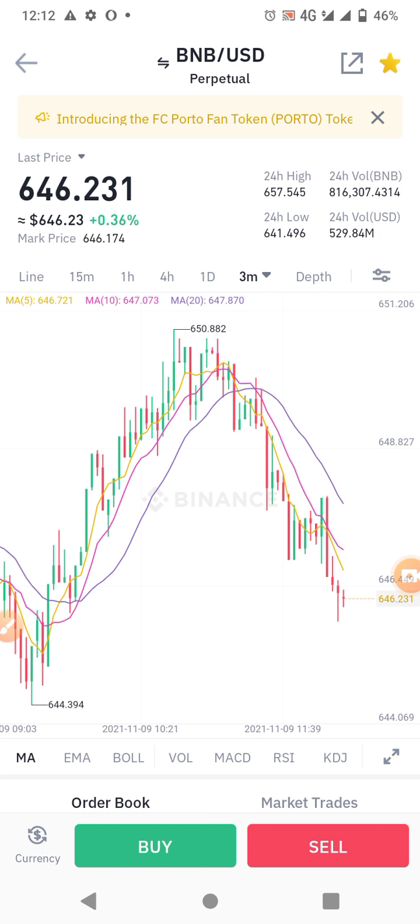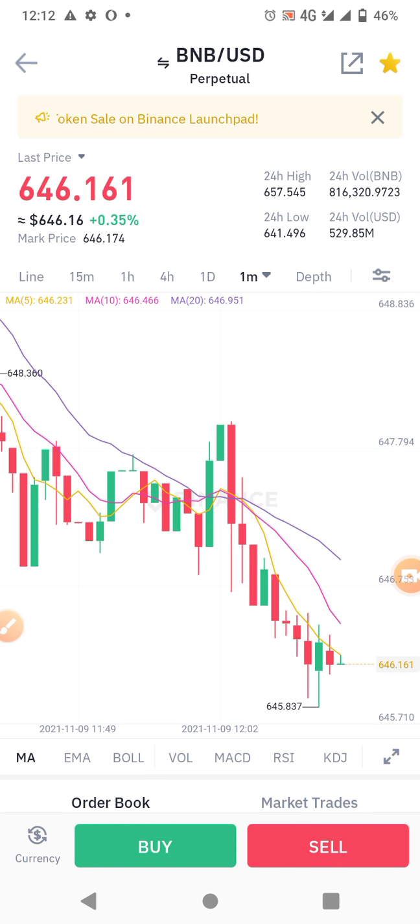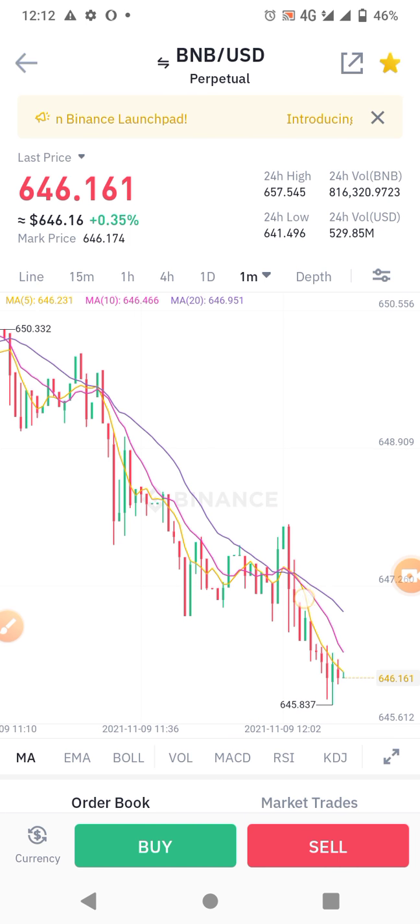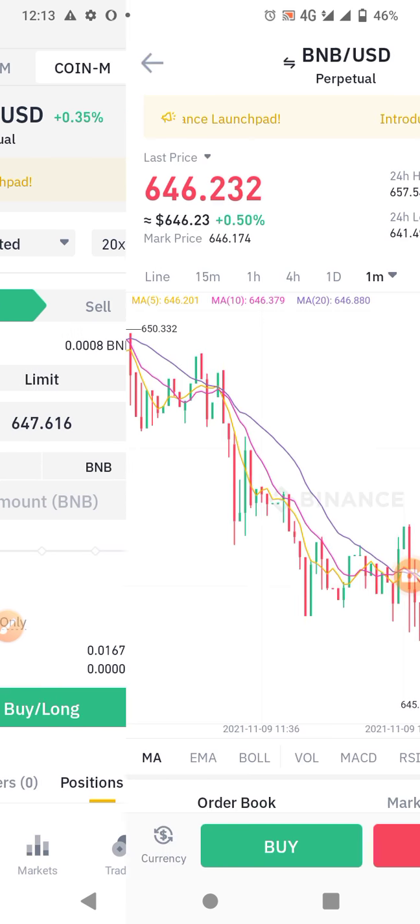Should I use a 1-minute trade? Okay, let me use a 1-minute trade first. I want to believe BNB will rise for a short time. Just an assumption. This is not a real technical analysis. I'm just checking the price. I want to believe BNB will rise for a short time. So I'll just go back.